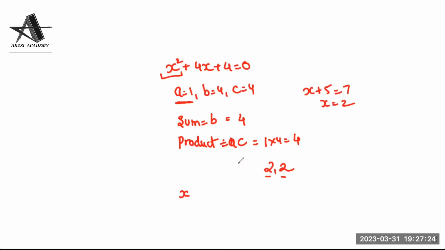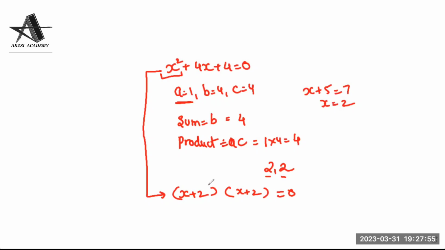In this question, we found that the two numbers that add up to 4 and multiply to give 4 are 2 and 2. So I'll make two factors like this, and I'll write x plus 2 and x plus 2. That means x squared plus 4x plus 4 can be written as x plus 2 and x plus 2. You know, expanding the double brackets, you will find again x squared plus 4x plus 4. That means it's a way of writing it in factor form.